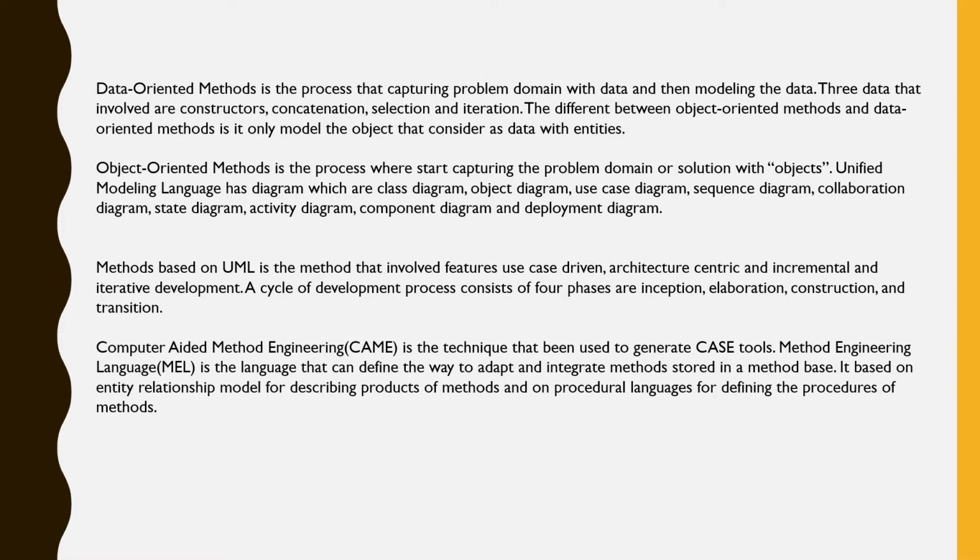Object-oriented method is a process where we start capturing the problem domain or solution with objects. There are 9 diagrams involved in object-oriented method, which are class diagram, object diagram, use case diagram, sequence diagram, state diagram, activity diagram, component diagram, deployment diagram, and the last one is collaboration diagram.